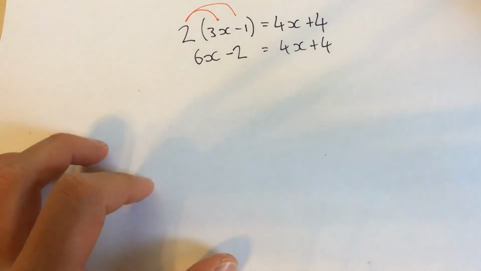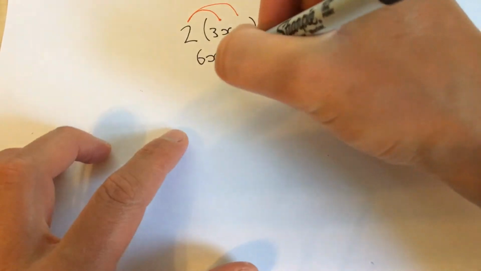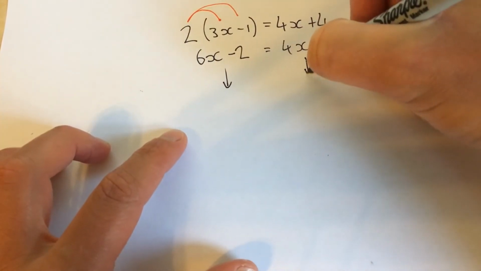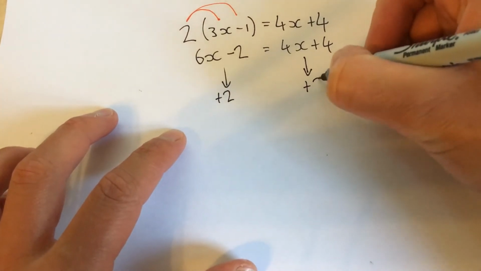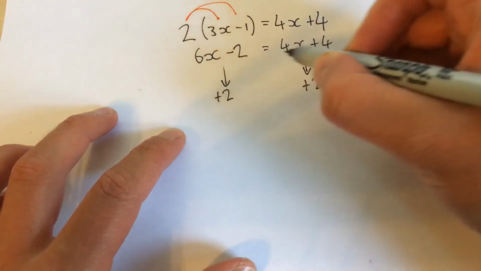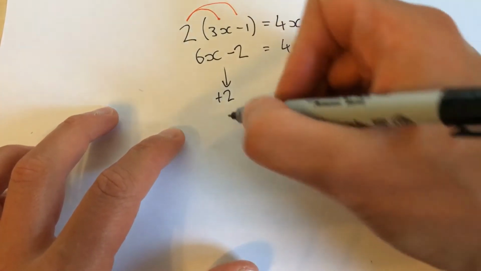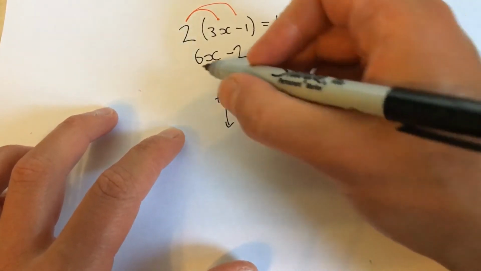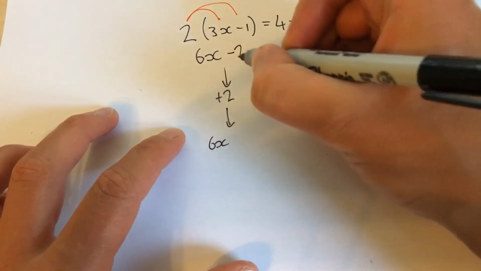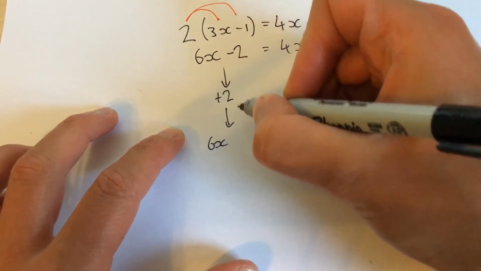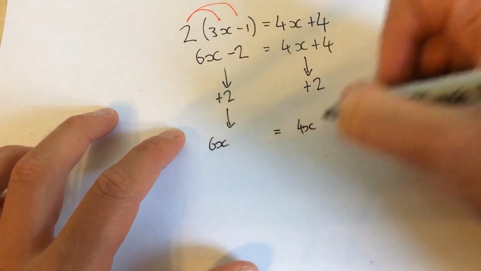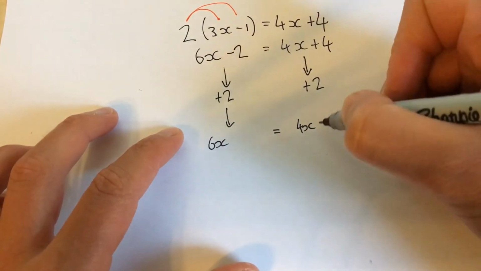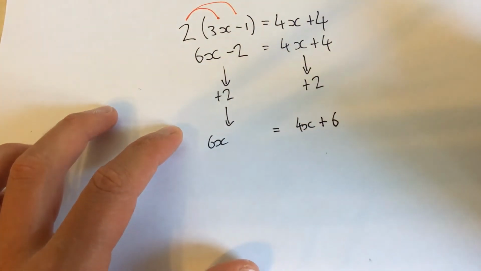Let's write it out in full, showing the steps though. The first thing that I decided to do this time was add 2 to both sides of the equation to keep them equal to each other. So on this side I have 6x minus 2 add 2 is 0, and on the right hand side I have 4x, and 4 plus 2 is plus 6.